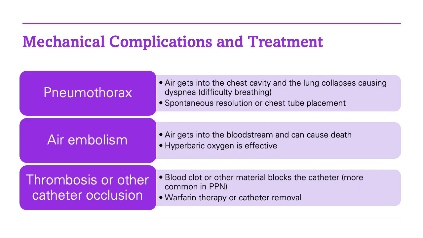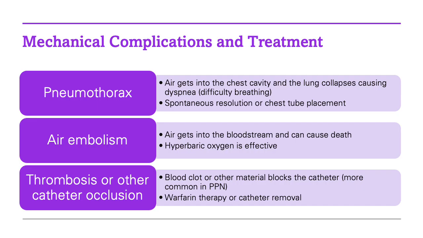Here are mechanical complications and their associated treatments. Pneumothorax can actually occur during line placement, and it's when air gets into the chest cavity and the lung collapses, causing dyspnea or difficulty breathing. Sometimes pneumothorax resolves spontaneously, but other times you need to place a chest tube. Air embolisms can occur if the line disconnects during infusion and then a deep inspiration occurs. It can cause death, so it's a very serious complication, and treatment with hyperbaric oxygen has been effective.